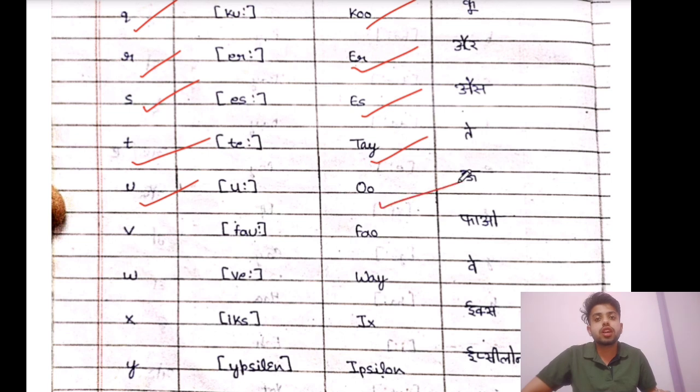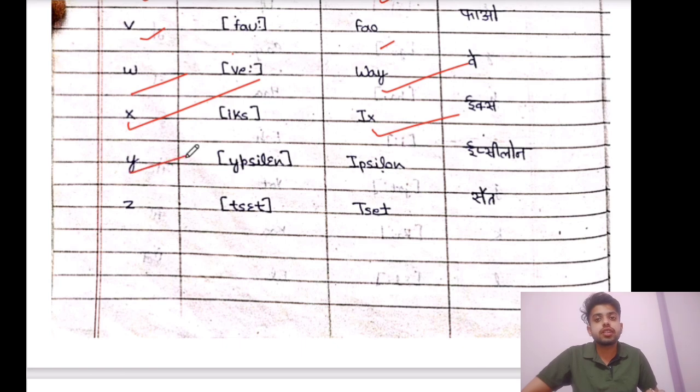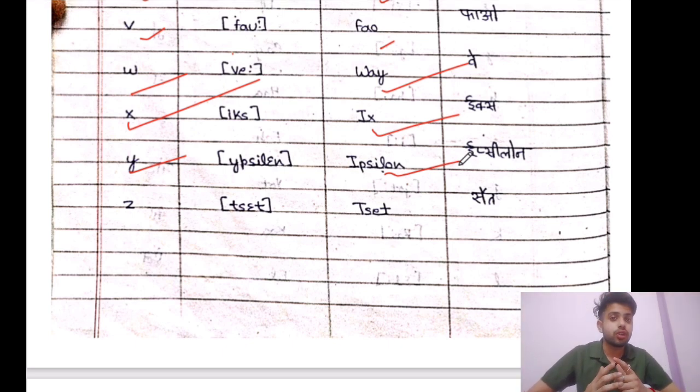U is pronounced as oo. V is pronounced as fow. W is pronounced as V. X is pronounced as X. Y is pronounced as Ypsilon. Ypsilon. Y is totally different.